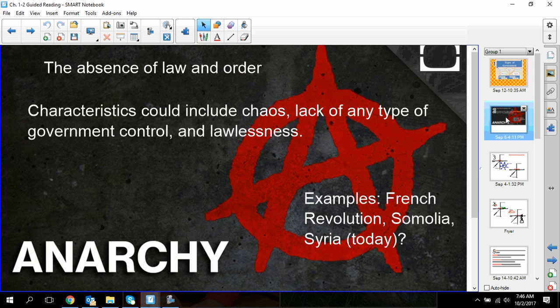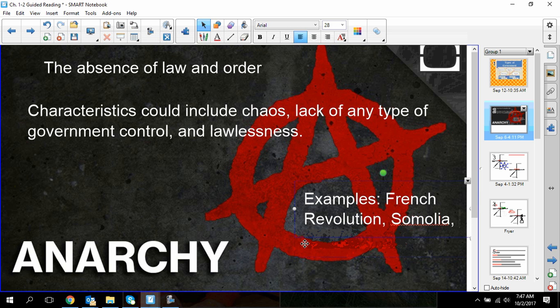Somalia in Africa is in anarchy. Some people might think Syria is, although when I typed this, I think last year, I think that Syria is more in control than it used to be.